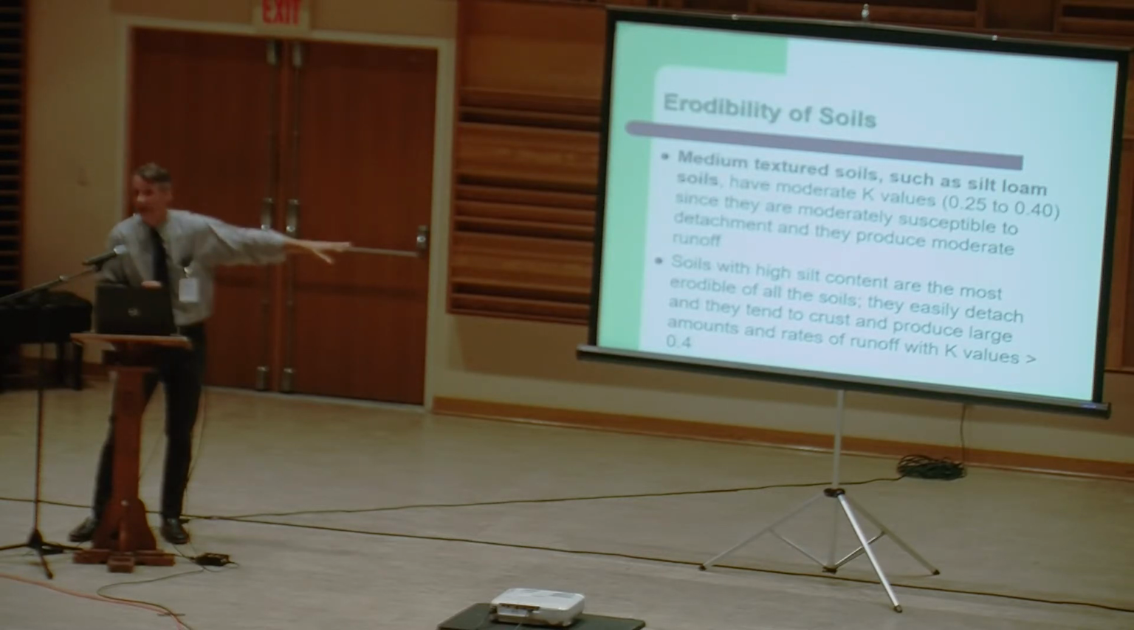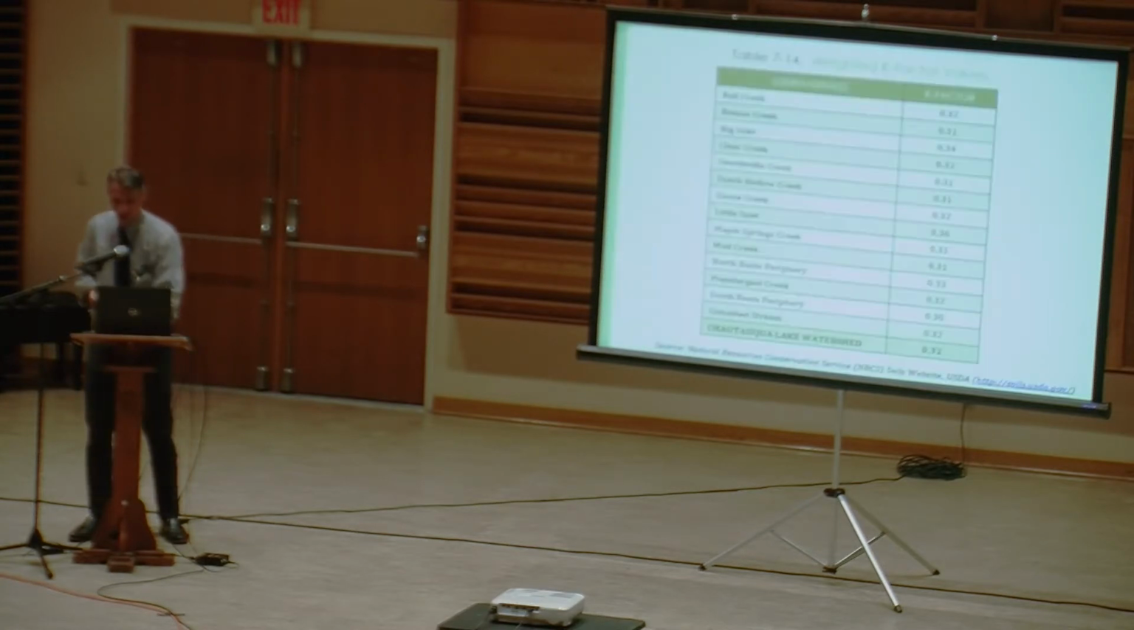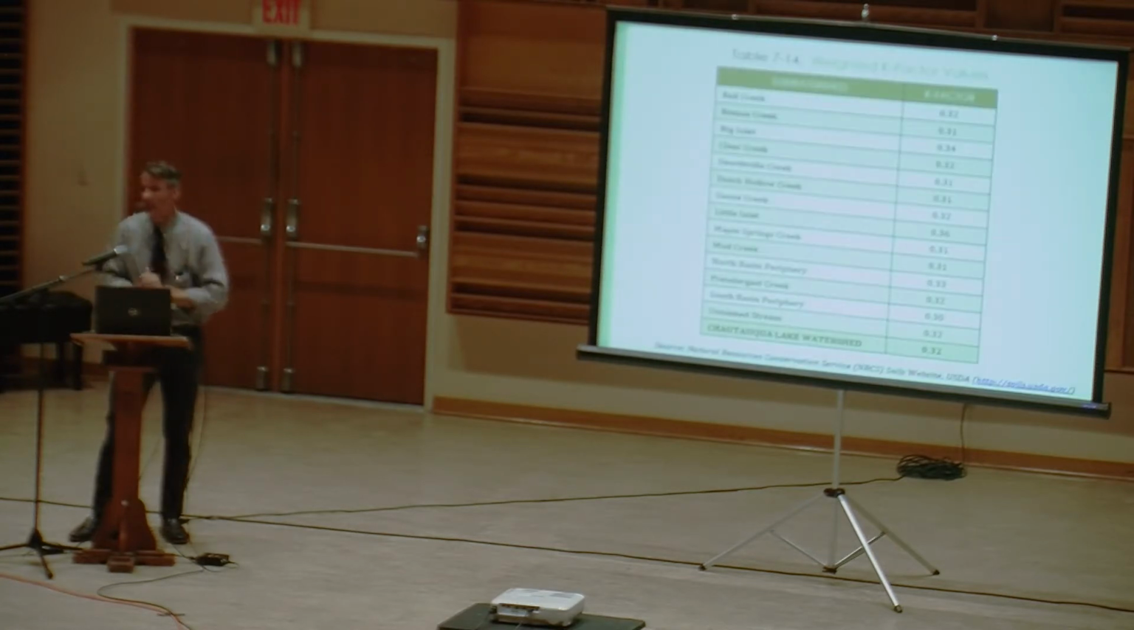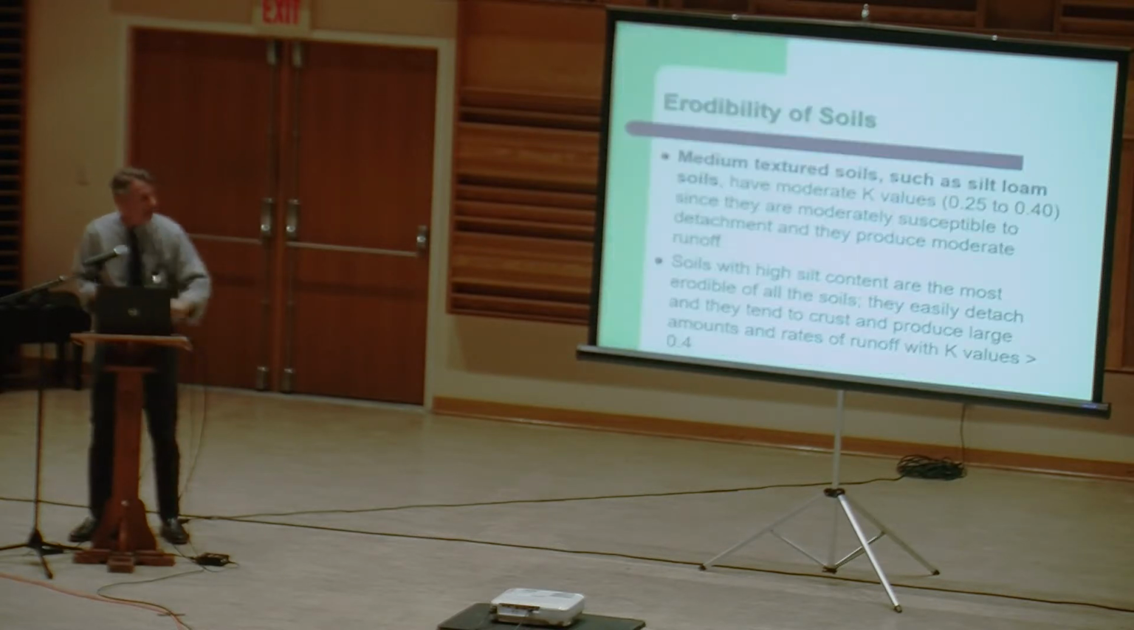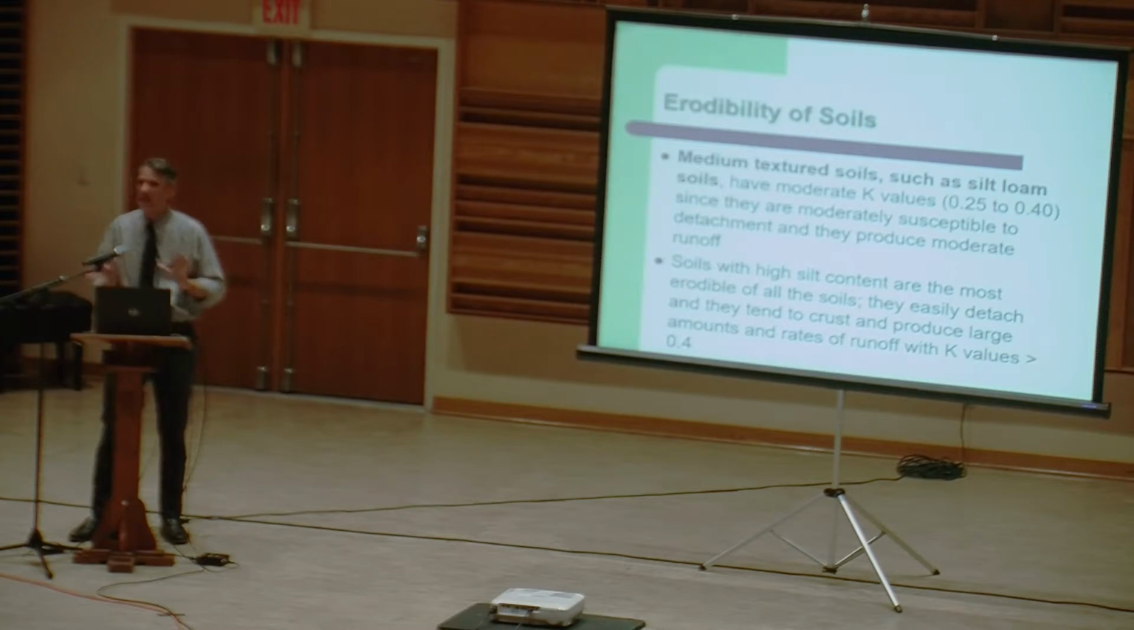If you have high silt content, that's where you have something that's highly erodible. And that K value, if it's greater than 0.4, that's where you're very susceptible to erosion. When you look at the K factors for your watershed, they're in the 3s, which, if we go back to here, means moderate amount of erosion. So again, keep that in mind.